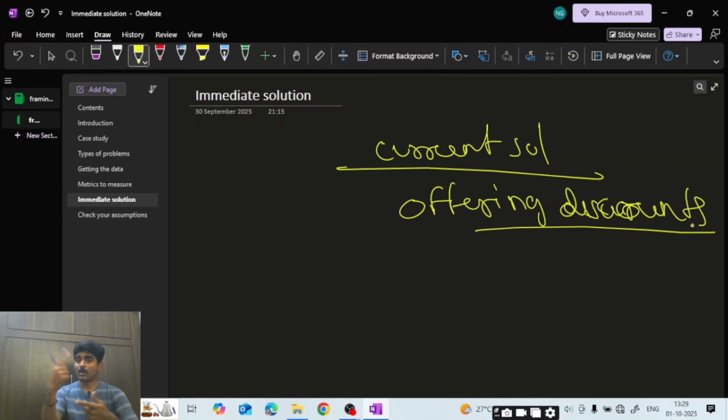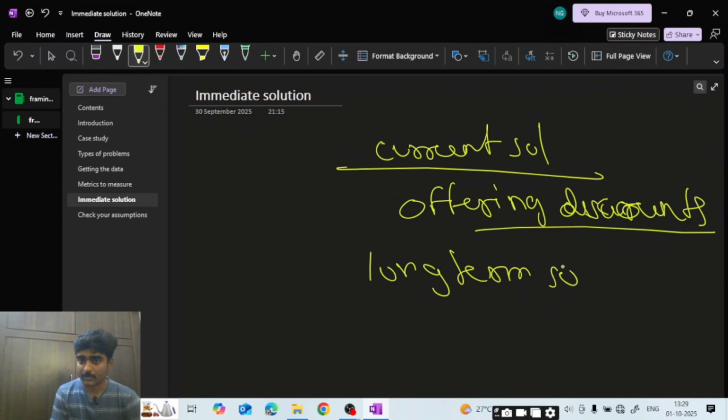But the long term solution would definitely be, and this is the second type of solution, adding more regional content. Now when it comes to India, we have various people who speak different languages, so they watch different content. In each state they watch different content, so adding more regional content will definitely increase the revenue of Netflix.